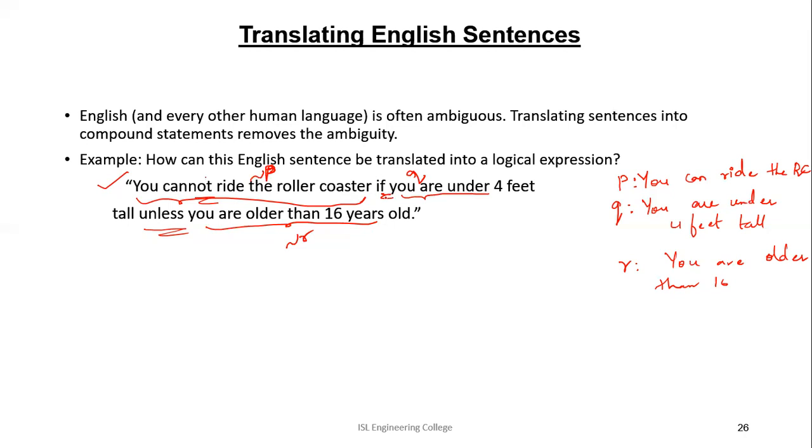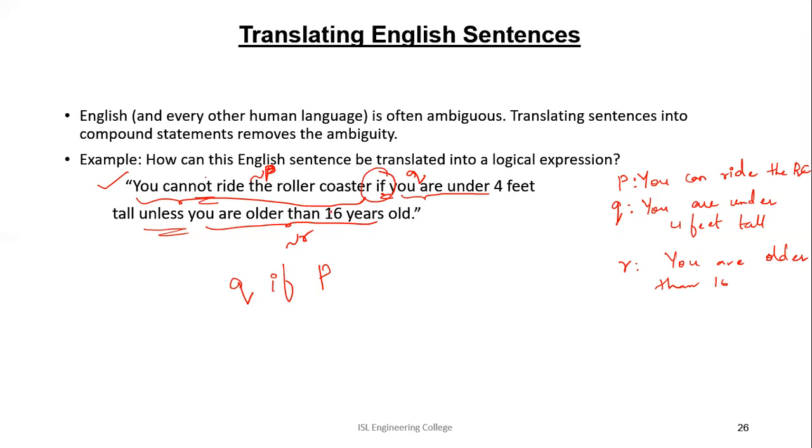So this is of the form if Q then P. But where is our F? It is not at the first position. It is in the middle. So this can be written as Q if P. Okay. So this condition should be true for P to happen.